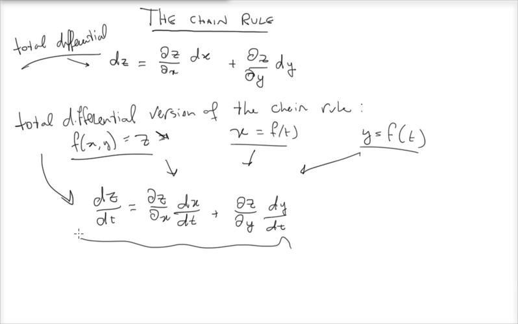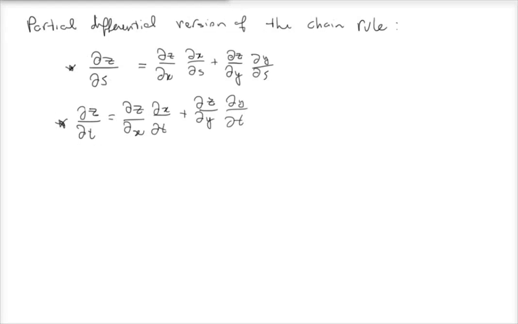However, we have a more general version of this chain rule that applies to functions in more than two variables and which are parametrized by two or more variables. So let's take a look at that right here. So here's our partial differential version of the chain rule, and because it's the partial differential version, that means that there are two possible variables with respect to which we can take the partial derivative of z.